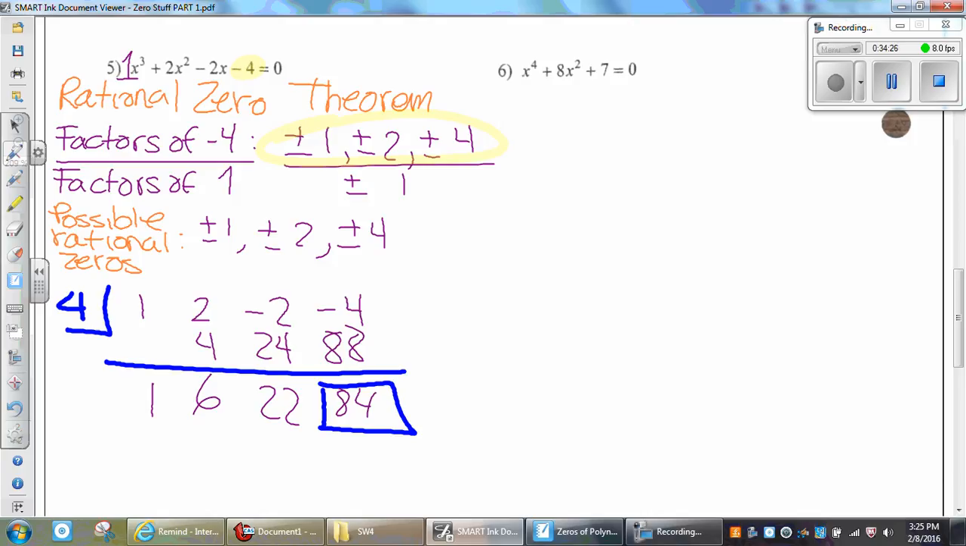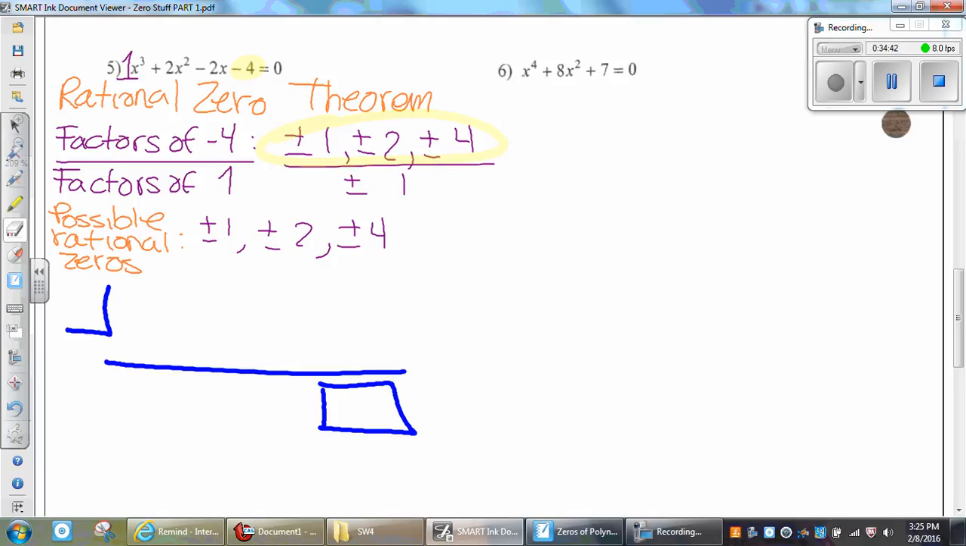So let's see, Jasmine, pick a number. Negative 2. Okay, so negative 2, coefficients 1, 2, negative 2, and negative 4. So we drop the first one. Negative 2 times 1 is negative 2. 2 minus 2 is 0. Negative 2 times 0 is 0. Negative 2 plus 0 is negative 2. Negative 2 times negative 2 is positive 4. Negative 4 and 4 is 0.